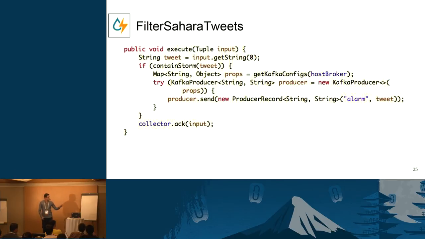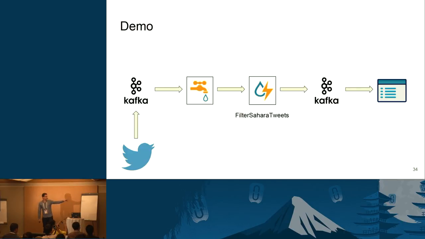So I'm going to show a little bit of the code. It's pretty simple. This is the bolt. Actually, I didn't show the code of the spout, because it's a spout that's from the Storm package. So it's ready to use.